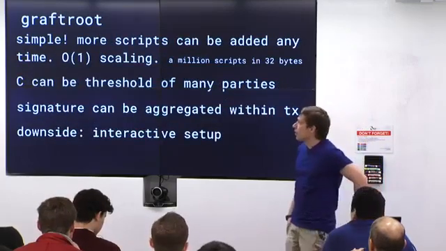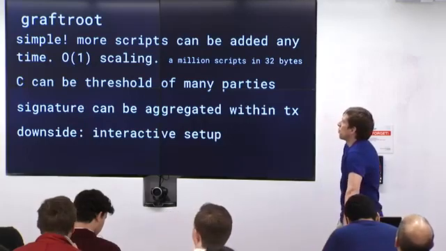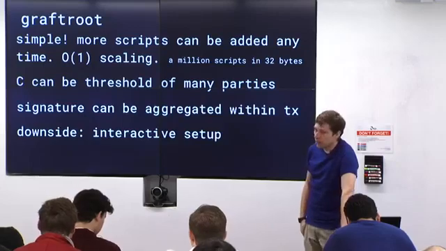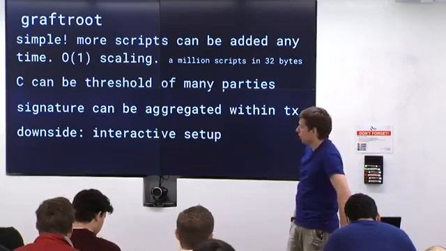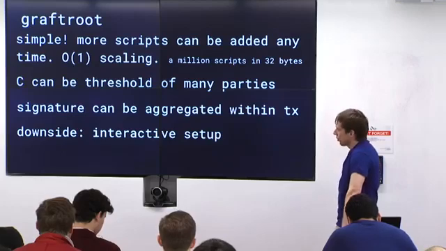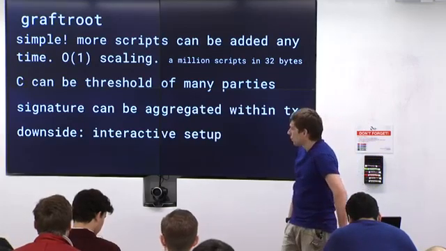OK, so this is kind of cool because it's simple, right? It's just more scripts can be added any time. It's O(1) scaling. So if you have a million different scripts, proving one of them just takes 32 bytes or 33 or something. C can be a threshold signature of many different parties. The signature can be aggregated within the transaction.